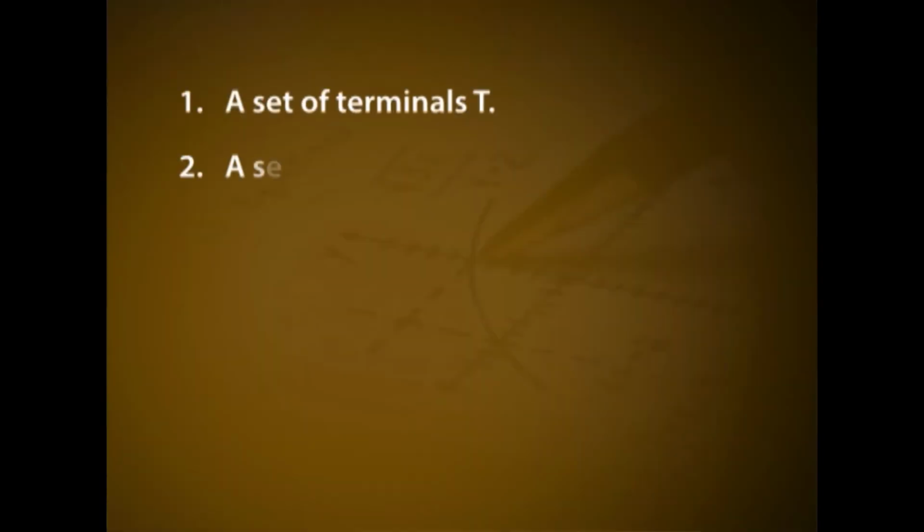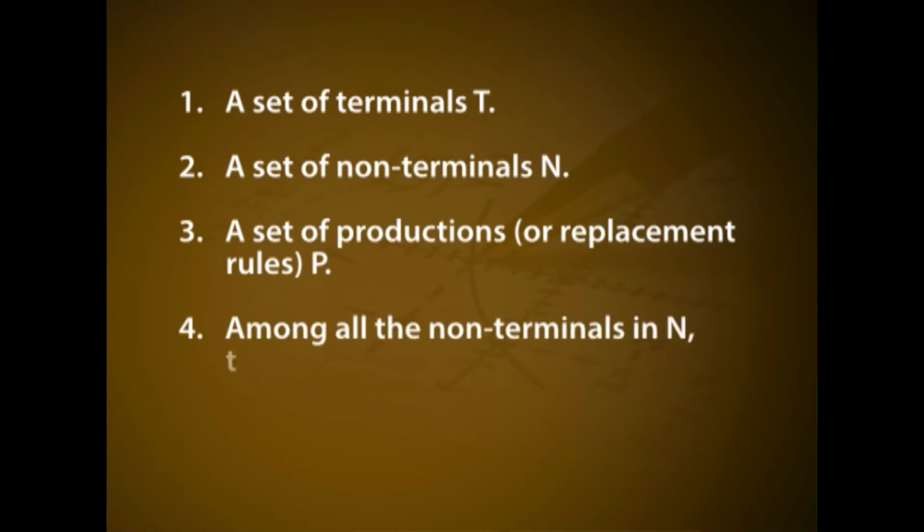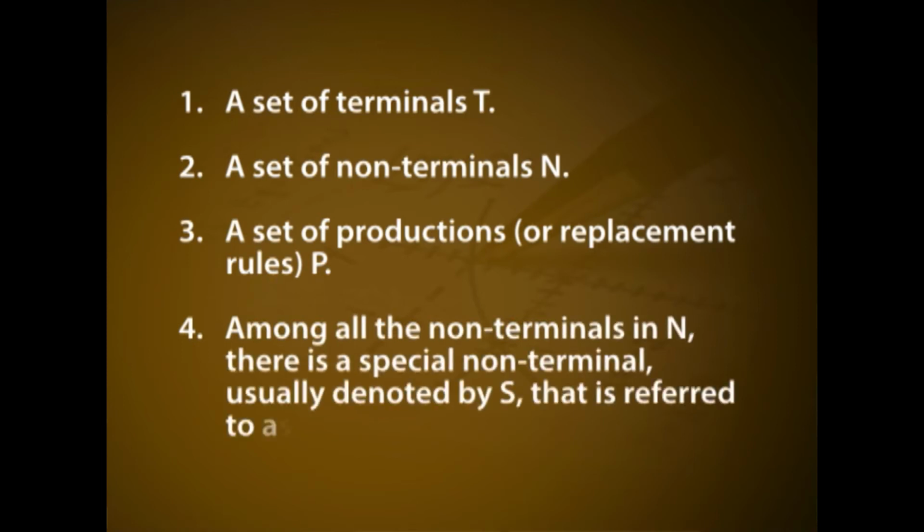A phrase structure grammar consists of 4 items: a set of terminals T, a set of non-terminals N, a set of productions or replacement rules P, and among all the non-terminals in N, there is a special non-terminal usually denoted by S that is referred to as the starting symbol.